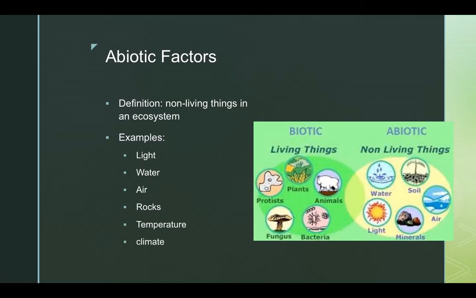All right, on the other side, we have abiotic factors. Anytime you put the prefix a in front of something, it means not. So abiotic factors means not living. So let's go ahead and get the definition in our notes. We have non-living things in an ecosystem. Let's include examples. We rely on light, water, all of these elements that are in our air.